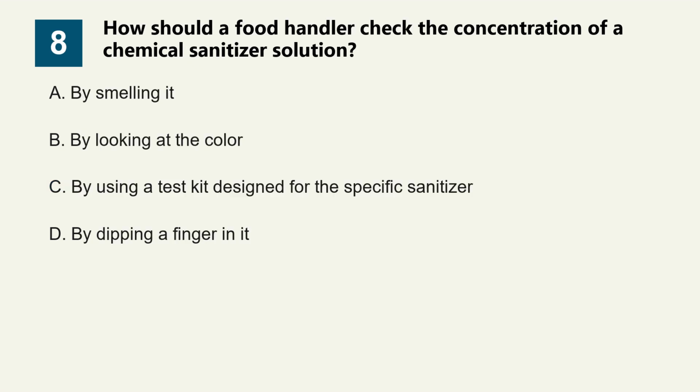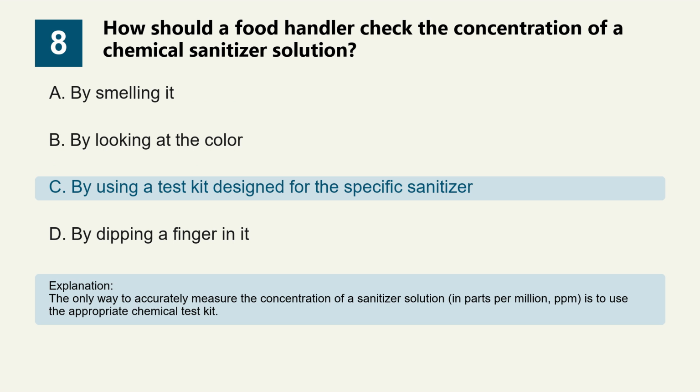Question 8. How should a food handler check the concentration of a chemical sanitizer solution? Option A. By smelling it. Option B. By looking at the color. Option C. By using a test kit designed for the specific sanitizer. Option D. By dipping a finger in it. The correct answer is option C. By using a test kit designed for the specific sanitizer. The only way to accurately measure the concentration of a sanitizer solution, in parts per million, ppm, is to use the appropriate chemical test kit.